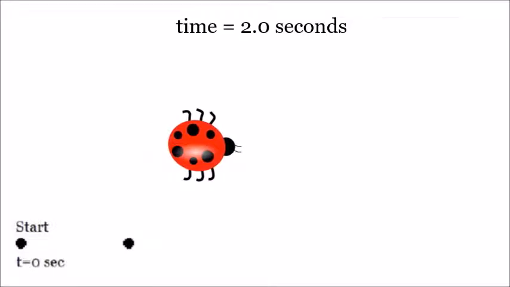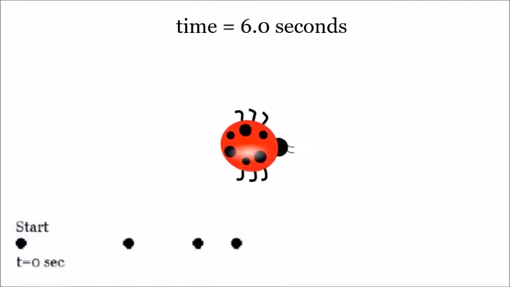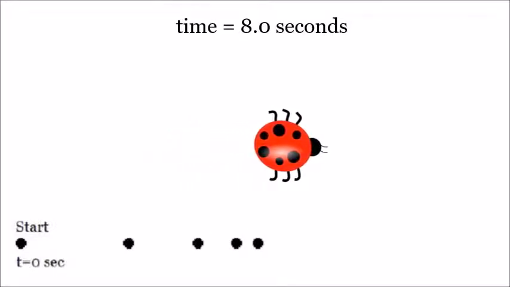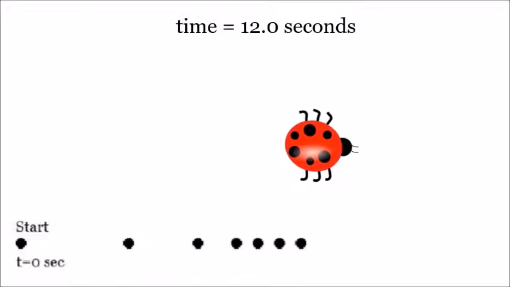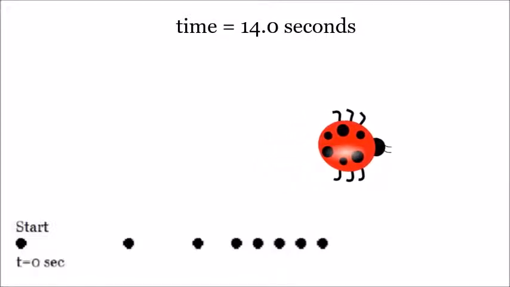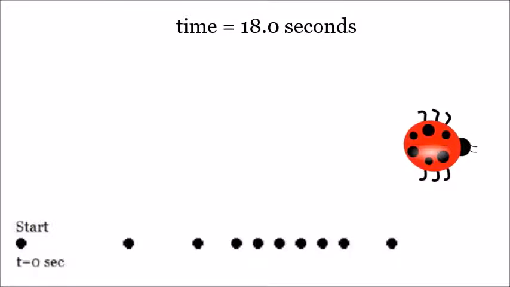It walked. I marked its location every 2 seconds. Tick, tick, mark, mark. It slowed down. Then it sped up, and then it was gone. But a record of its motion remained.